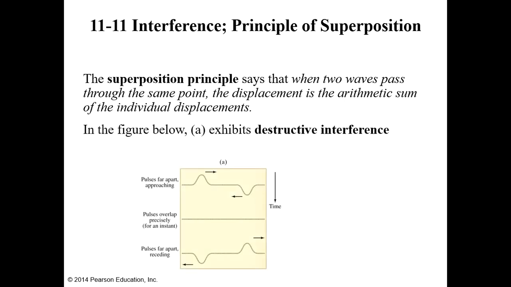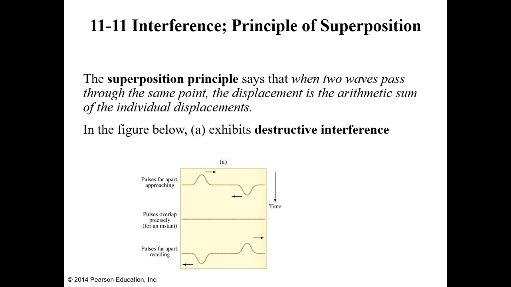Here's what we mean. Here in this figure, you have two pulses that are moving towards each other. One is a crest and the other is a trough. They're moving towards each other. When they reach the center, what do they do? Well, the point where they meet is going to have a total arithmetic sum of 0.